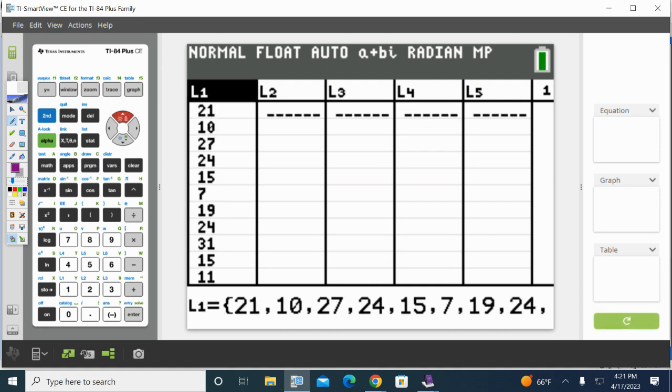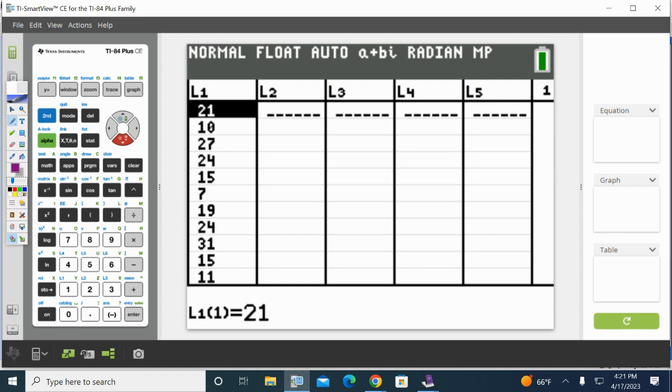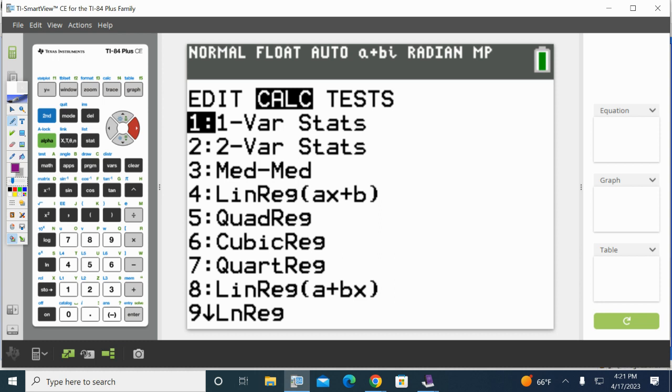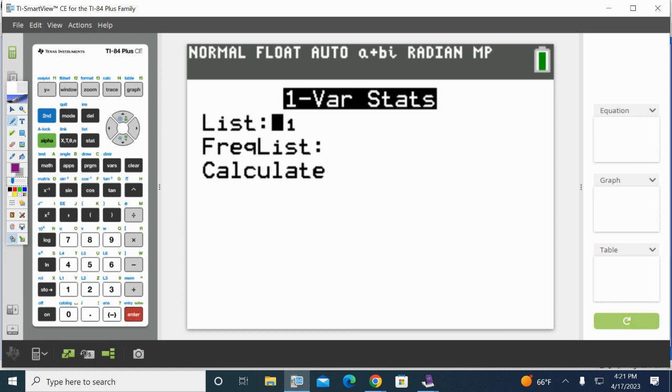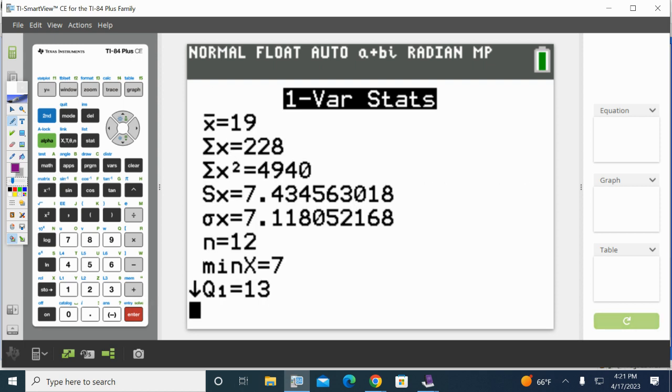Let me make sure I got those in there correctly. Again, the only way to make sure is to just go through them really quick. I've got them all in there right. And then I'm going to hit Stat and Calc. Number 1 says 1-Var Stats. I'm just going to hit Enter, and continue to hit Enter until it calculates. My screen's going to fill with a lot of information.